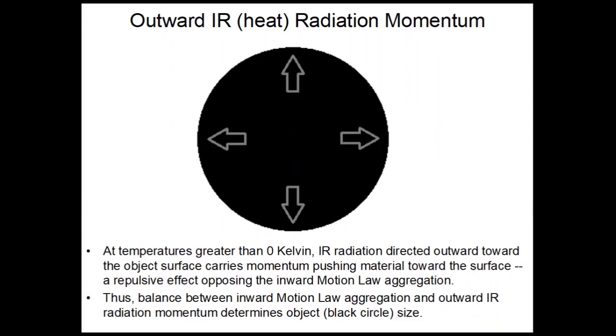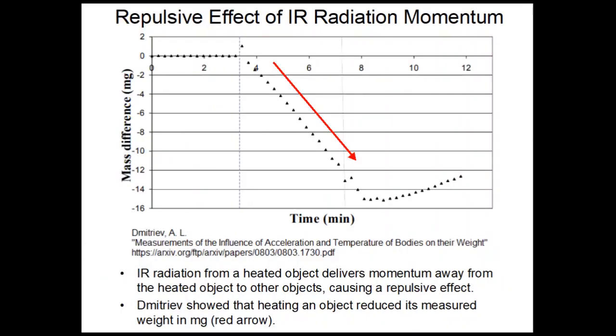At temperature greater than 0 Kelvin, infrared radiation directed outward toward the object's surface carries momentum, pushing material toward the surface, shown by the arrows in every place here. A repulsive effect opposing the inward motion law aggregation. Thus, balance between inward motion law aggregation and outward IR radiation momentum determines, to a large extent, object size. IR radiation from a heated object delivers momentum away from the heated object to other objects, causing a repulsive effect.